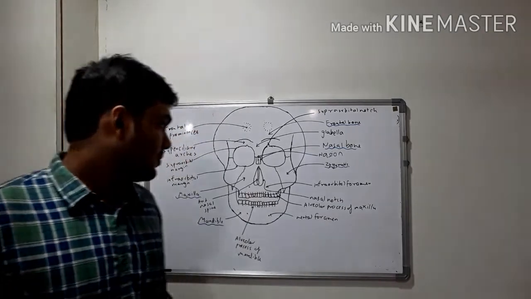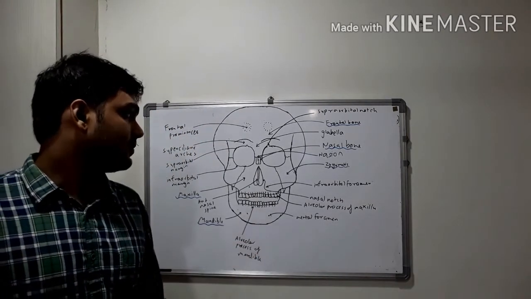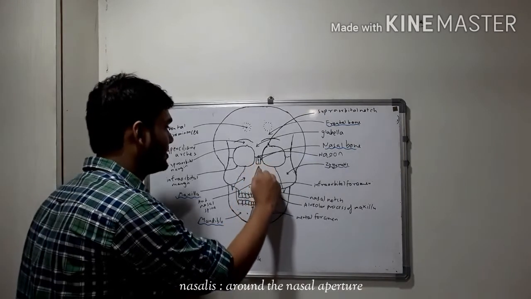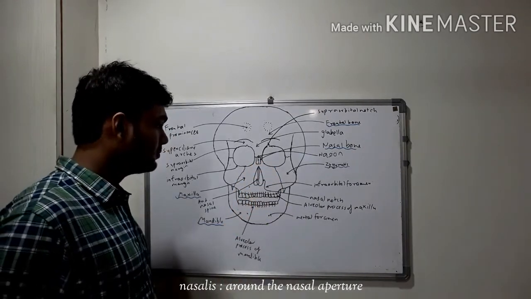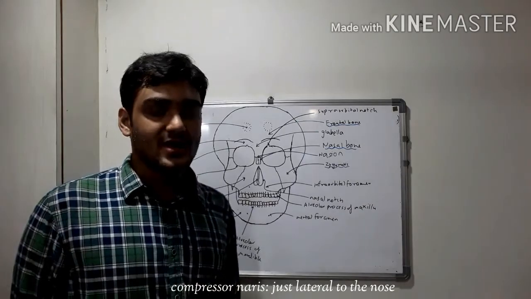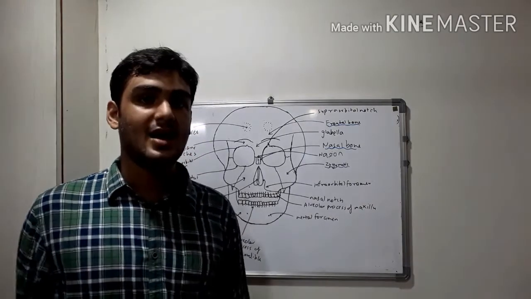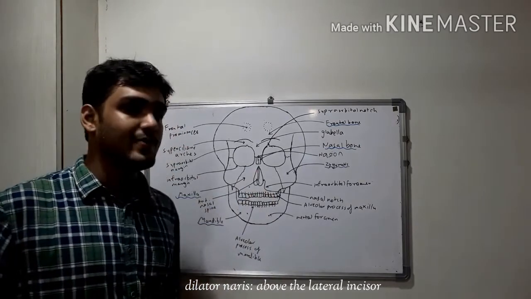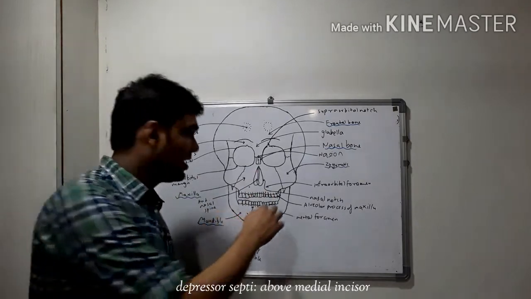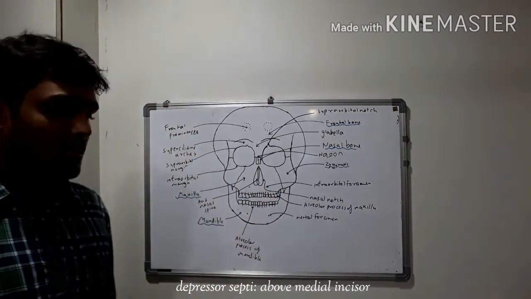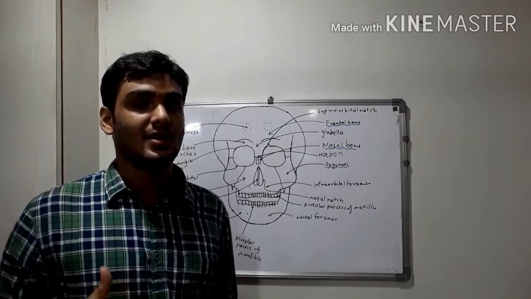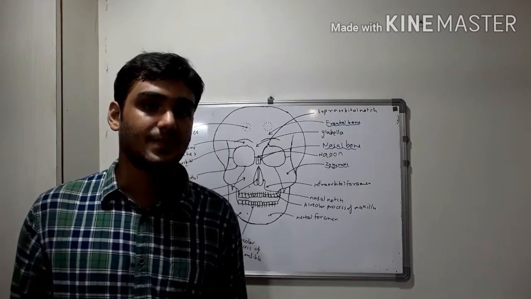Then talking about the components of nasalis. So they originate around the nasal notch, the nasal aperture. Compressor naris originates just lateral to the nose, and dilator naris originates above the lateral incisor, and depressor septi above the medial incisor. Now many times confusion may occur between these, but there is a simple logic to ward off this confusion.